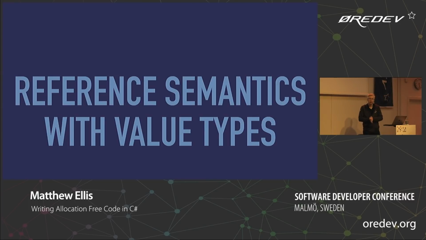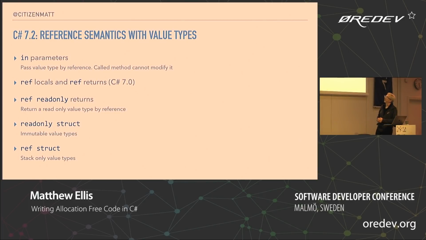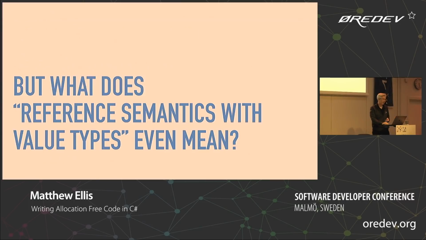Right, let's have a look at something a little more fun and interesting. Reference semantics with value types, which is a big mouthful for a whole lot of nice little features which have been added in recent versions of C# 7. So C# 7 has had point releases, and 7.2 added a bunch of things which really gives us some nice stuff here. A couple of things were in C# 7.0, but most of this came in 7.2. We've got ref locals and ref returns, ref readonly, readonly structs, ref structs, and in parameters. So that sounds great, doesn't it? But, you know, what am I talking about? What does this all actually mean?